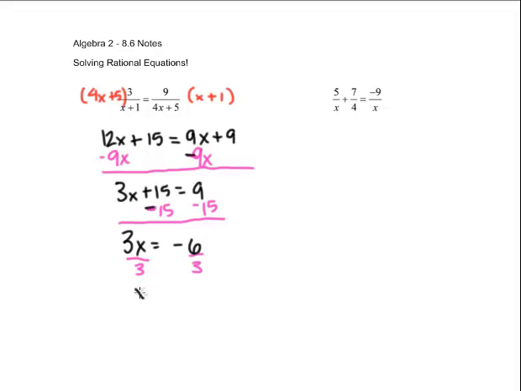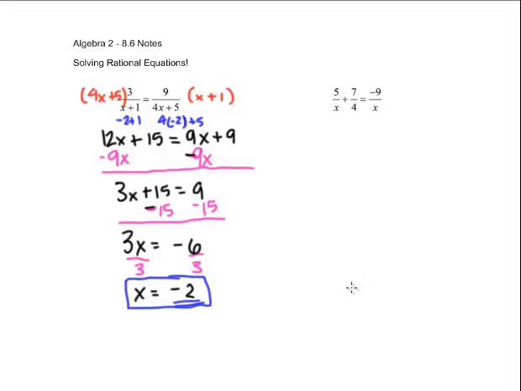Now, always double check to make sure that the answer you have is one that will work. We're just going to double check this negative 2 real quick and make sure that we don't get a 0 in the denominator. Negative 2 plus 1 gives me a negative 1. I'm good. And 4 times negative 2 plus 5, that works as well. So we're okay. My final answer on this first guy is x equals negative 2.